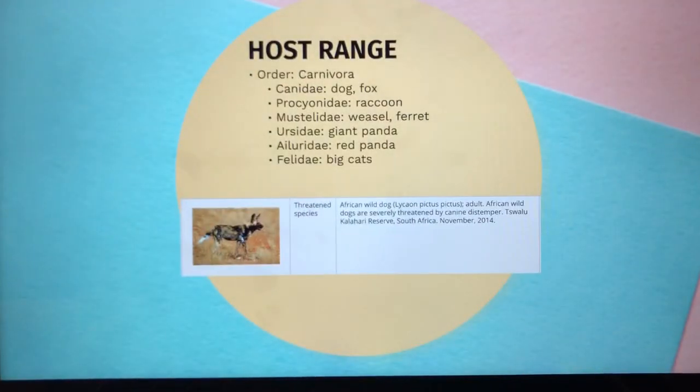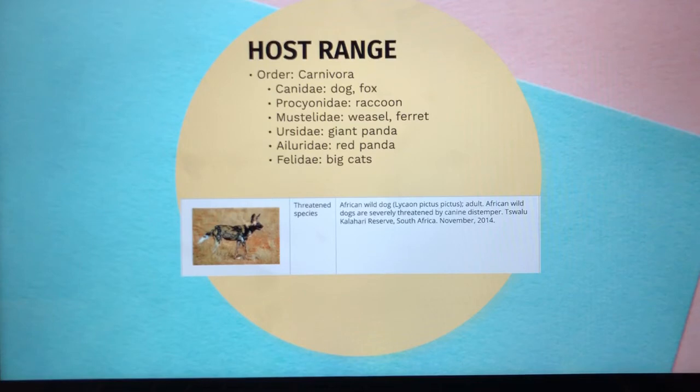And now into the host range. This has a wide array of hosts. They're generally mostly from the order Carnivora, so ranging from dogs, foxes, raccoons, weasels, ferrets, the giant panda, the red panda, big cats, so lions, tigers. Those are just to name a few. Actually, I kind of picked and chose my favorite.